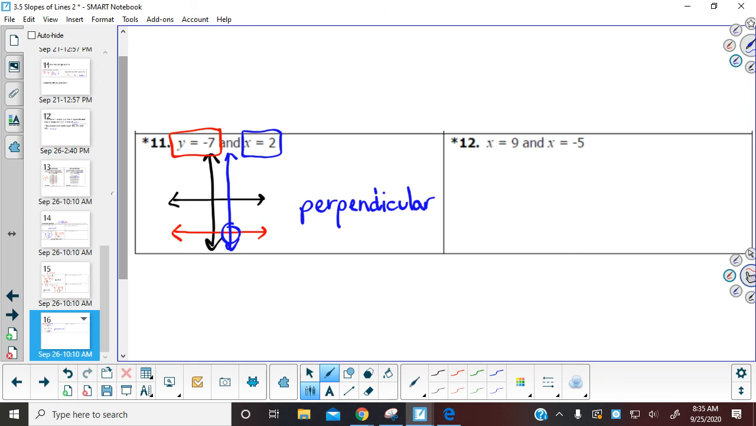Okay, so in summary, if you have your points, you have to find your slope first by doing your rise over run that we did previously, then compare your slopes. If you're given equations, you have to get it into y equals mx plus b format first, and then compare your slopes or compare your m's to decide if they are parallel, perpendicular, or neither.